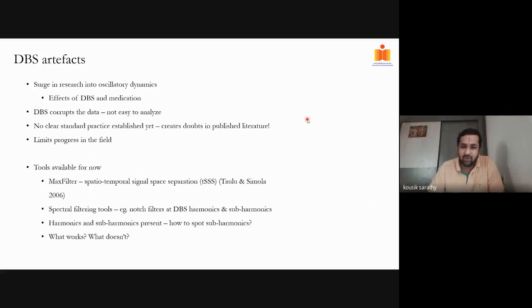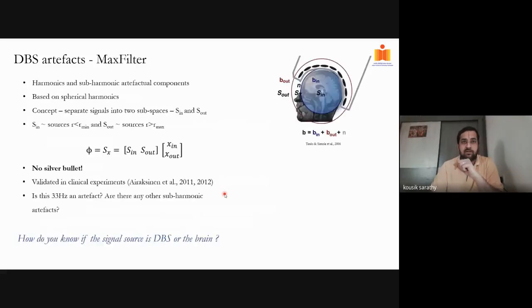So there is no clear standard practice on how to deal with it. There are a few suggestions that have been built over the years. And there are also some tools with which we can actually do this filtering. One of the prominent tools that is used is MaxFilter or Maxwell filter. It uses spherical spectral harmonics, and then you can expand the space. I have a whole slide on this. Let me get to that.